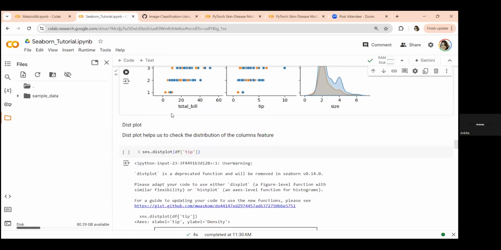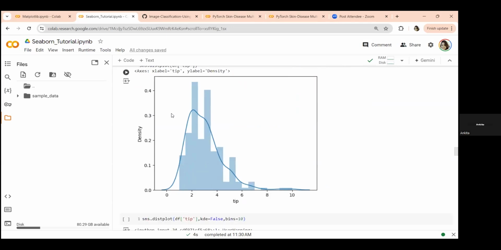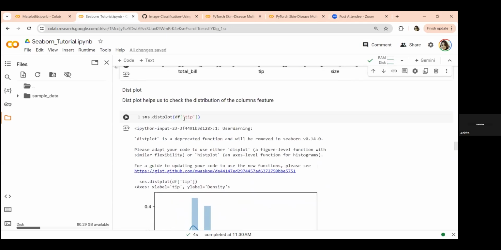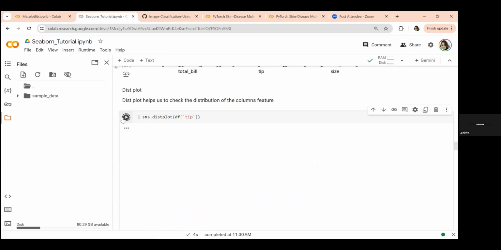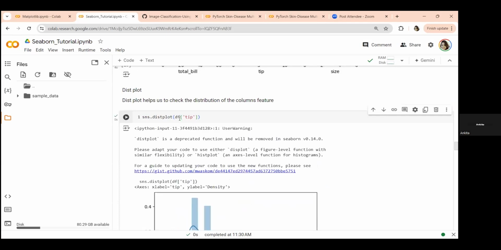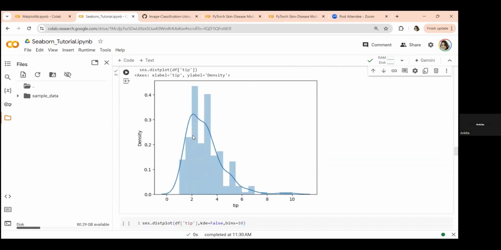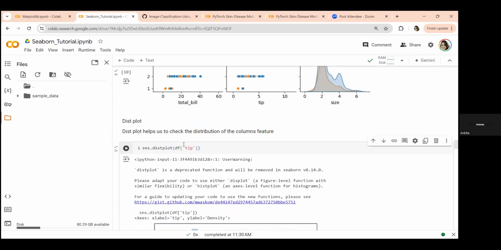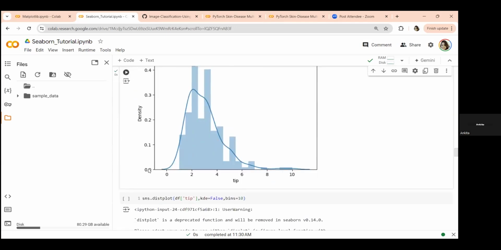Next plot we are using is the dis plot. Dis plot basically presents the histogram. Here we are only using one feature, the tip, with a histogram. It shows how consistently the values are present in this feature, basically the density within this feature.